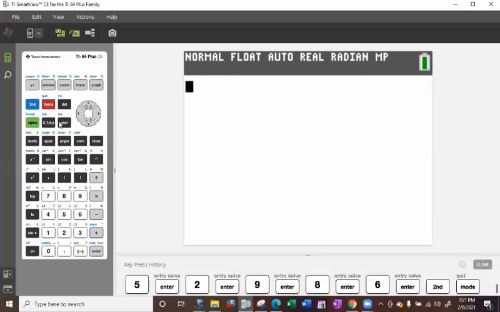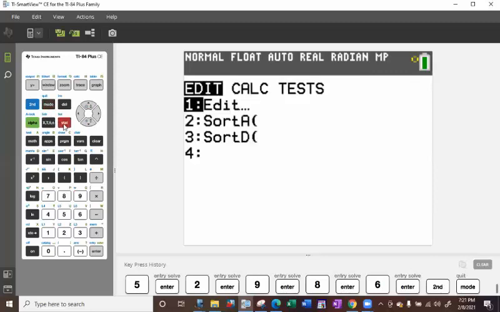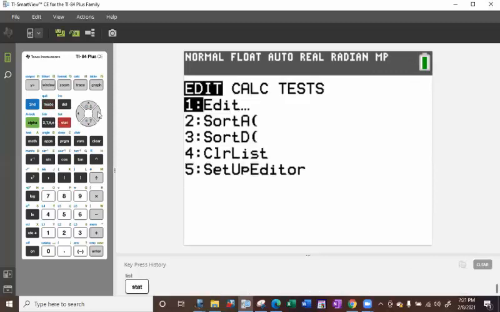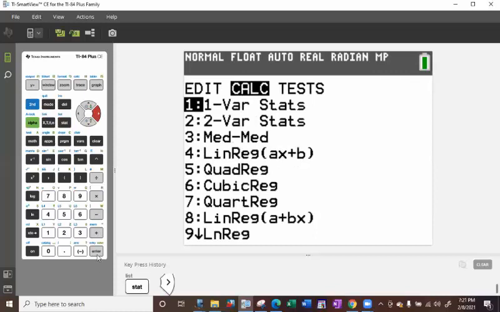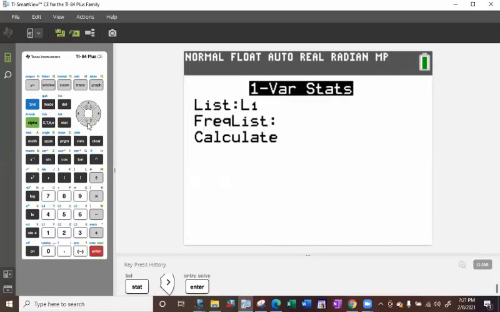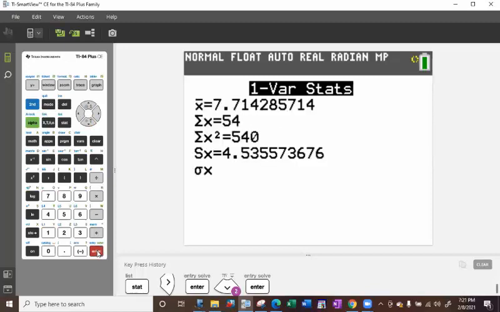Then I'm going to go stat, calc, 1 var stats. So it's got L1 there as a default, nothing there. If you're using like an 83, it's just going to be blinking one var stats. You just hit enter. Don't have to do anything. So if you're using 83, just hit enter. Here you got to get down to the calculate before you can hit enter. And then there it is.